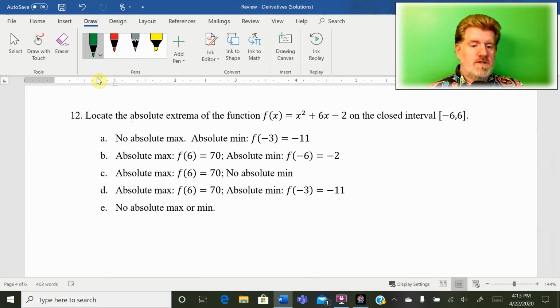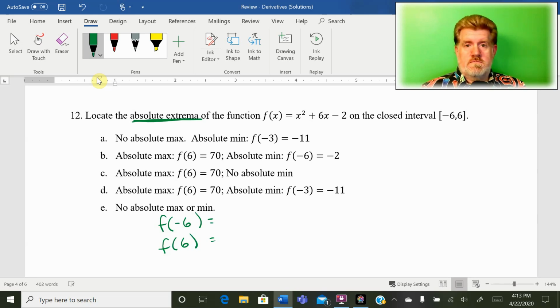Now, it says absolute extrema, which means this graph, again, it's another parabola, on the interval -6 to 6, what is its absolute maximum value over that interval, and what's the absolute minimum value over that interval? Well, remember, if it's an interval, it could happen at either endpoint. Okay, so we should put those numbers in and find out what happens.